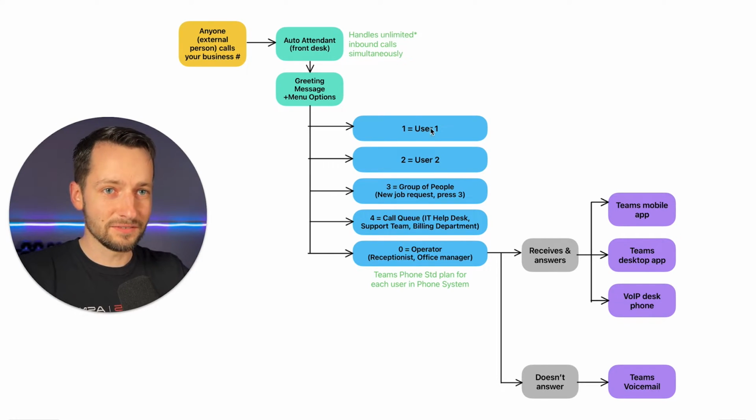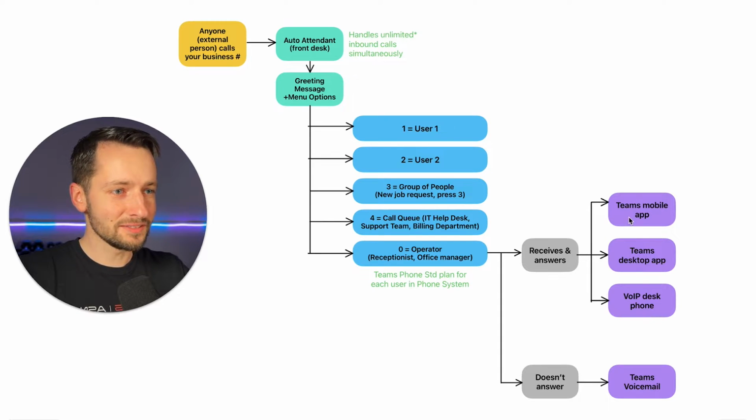And by default, if the external caller doesn't make a selection, it'll go to the operator. Now for each of these users, we're going to set up or get a license for a Teams Phone Standard plan. So that's where the cost comes in here. Whoever you have in that plan is going to need a license. And then whatever selection someone makes here, they either answer the call or they don't.